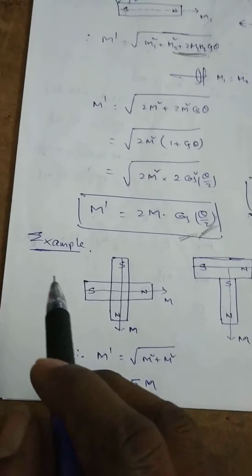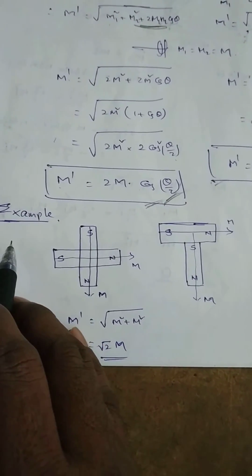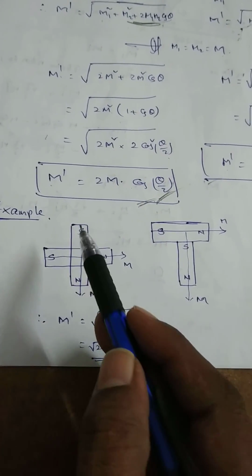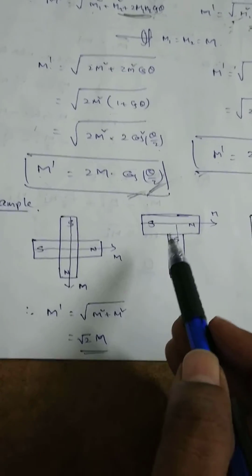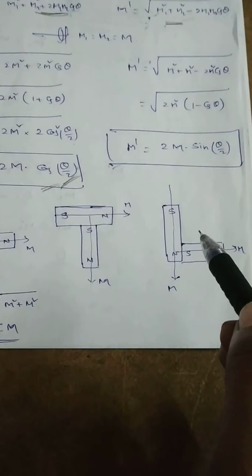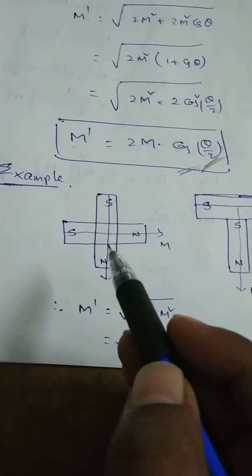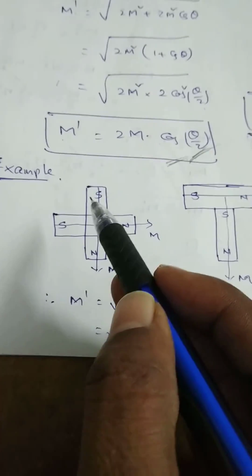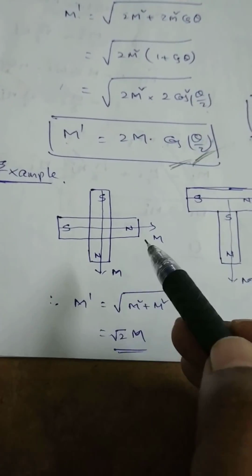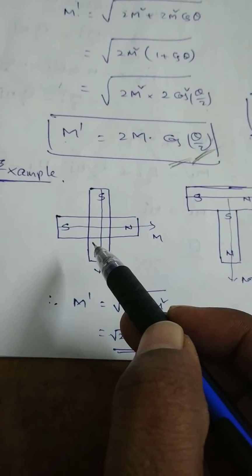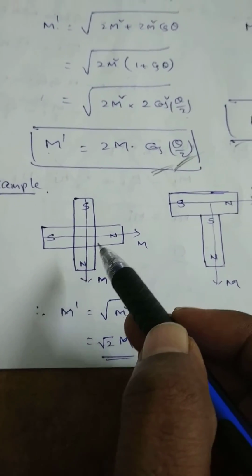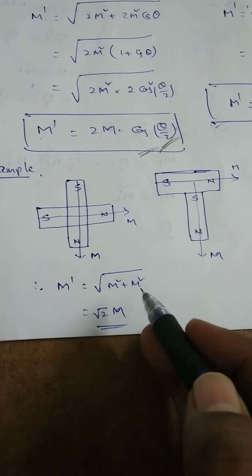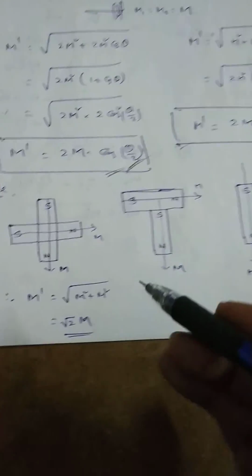Next one, here there is one example. Let us consider two identical bar magnets. First, they are arranged in the form of plus, in the form of letter T, in the form of L. Here, these are the two magnets. This is the direction of M, and this is the direction of M for the second magnet. M and M both are perpendicular to each other. Theta becomes 90, and cos 90 is equal to 0. That's why M dash is equal to root of M square plus M square, root 2 into M.